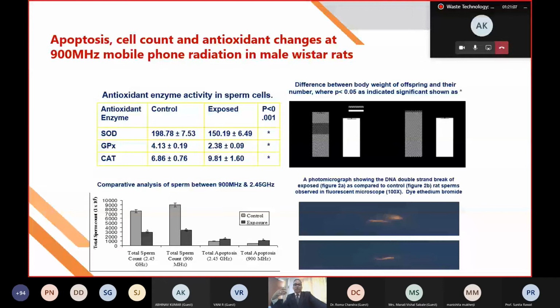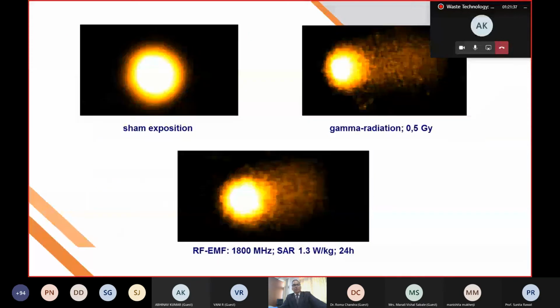And in the fourth quadrant, you can see the DNA comet assay, available in a Mutation Research publication. You can see the sham exposure: no DNA damage is there. This is single cell electrophoresis on a slide. And you see the gamma radiation which we use for cancer treatment, hyperthermia. In the comet assay, you can see the tail length, and below you can see RF frequency 18, which is around a 2G and 3G signal.